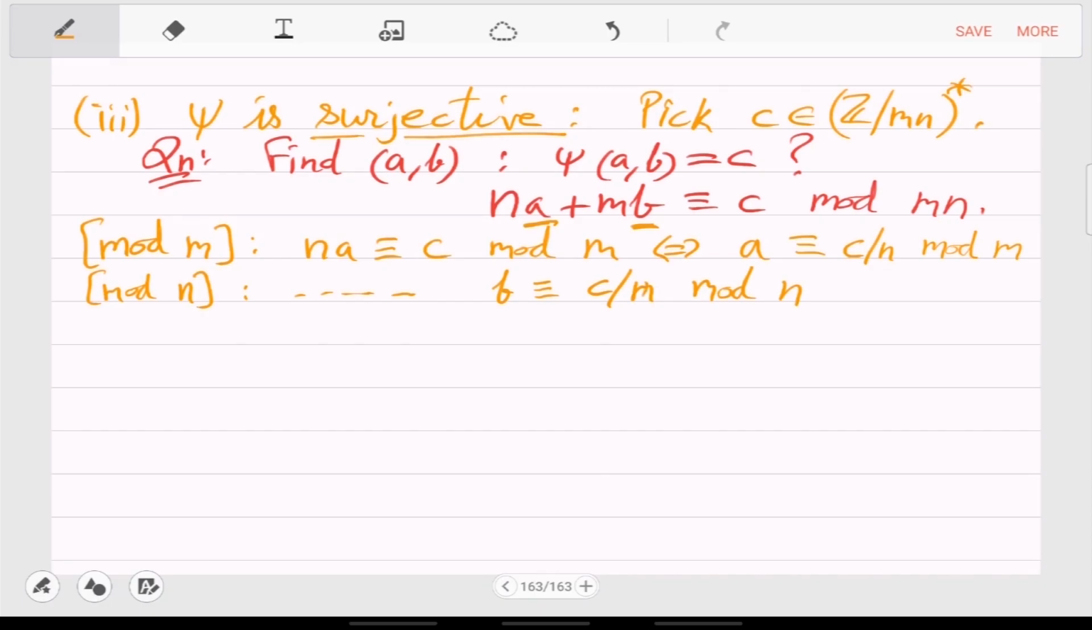And now you verify that N times this answer that you have, C by N mod M, yeah, that will be error inducing. Let's not write like this.